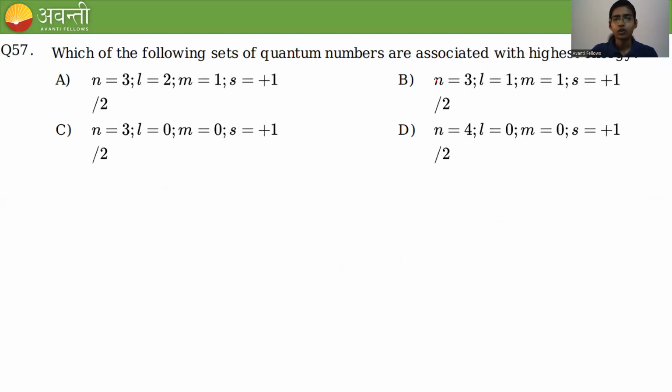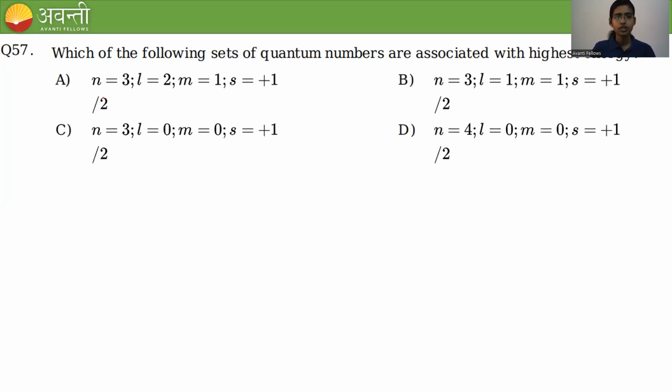Which of the following sets of quantum numbers are associated with the highest energy? So how to find out? We have to find out the orbitals present in each option. Then we have to arrange them in the increasing order of their energy level and find out the answer. You can use the Aufbau principle to find this answer. But before moving on to that, we'll try to find out the orbitals present in each option.